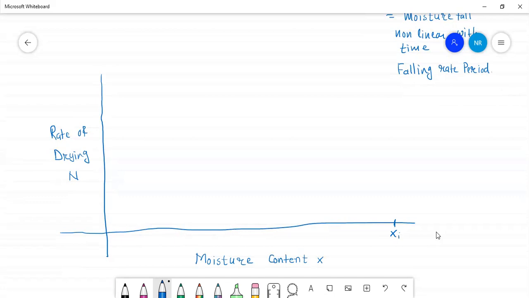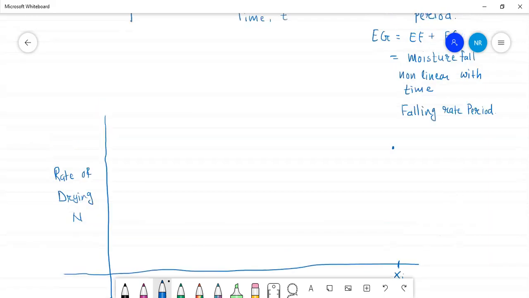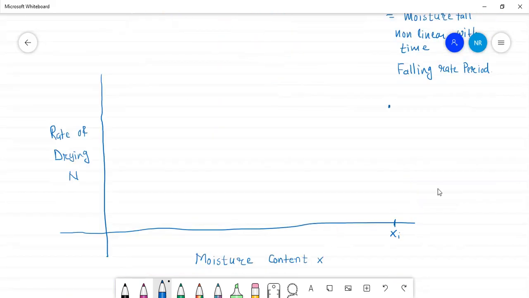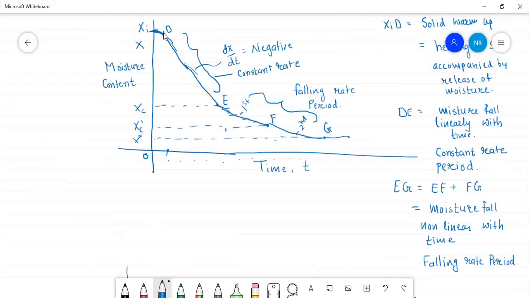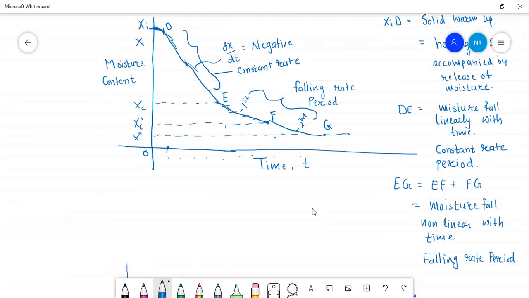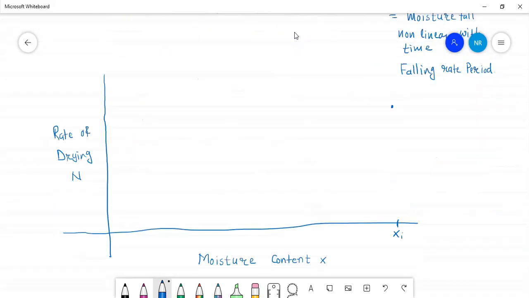Initially the rate of drying will be higher. At first the rate of drying will be higher. So from the point Xi, the rate of drying curve goes from Xi to D, then D to E, then E to F, then F to Z. So there are four sections for the falling rate period. Let me draw the four sections for this curve.